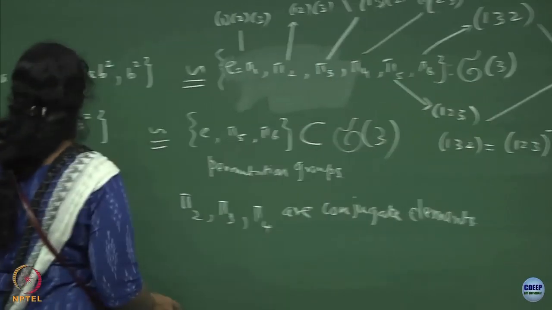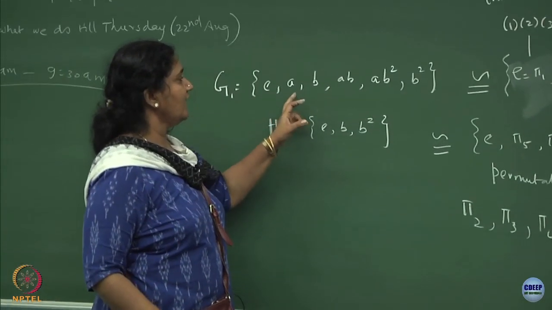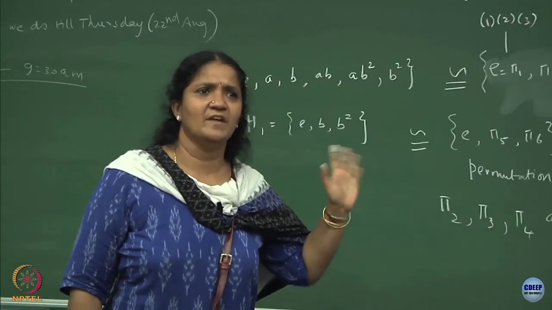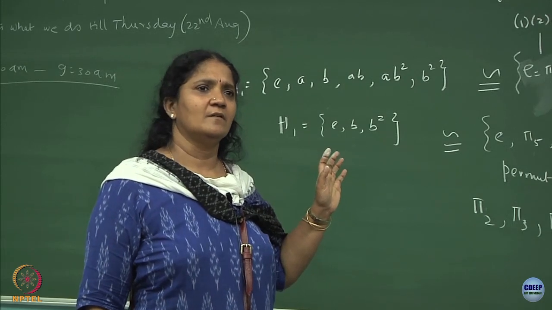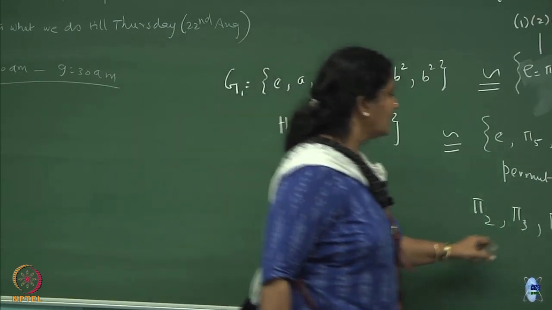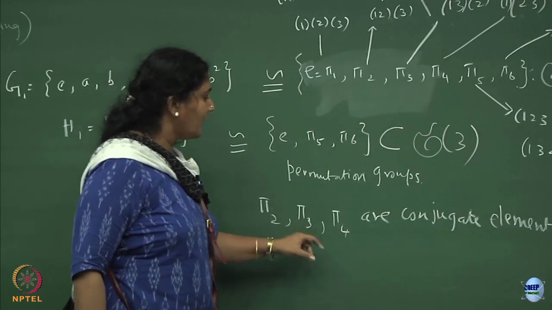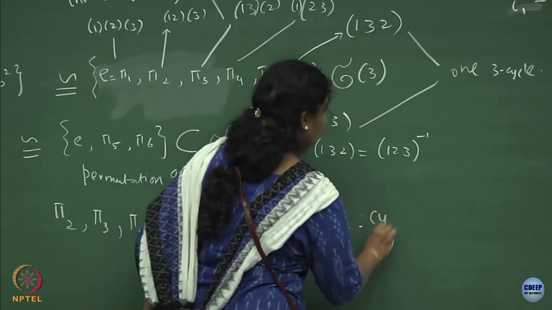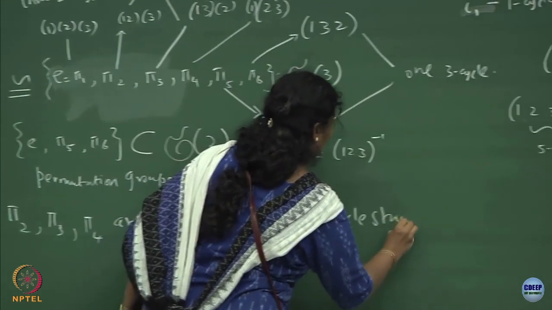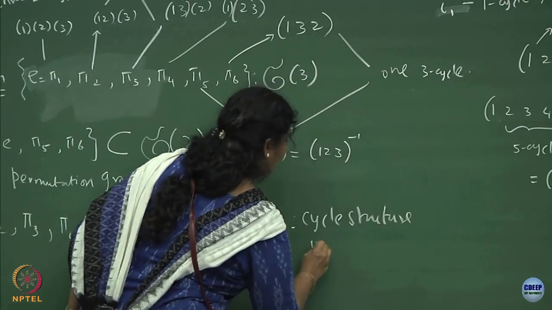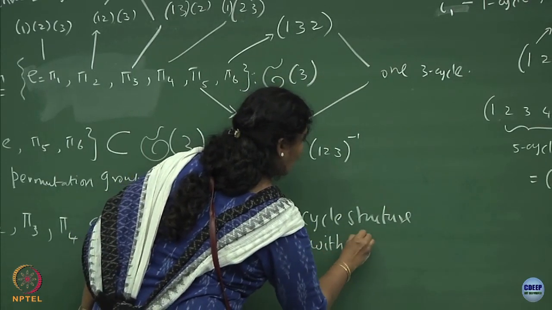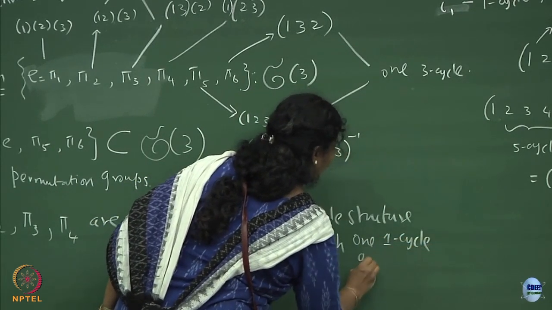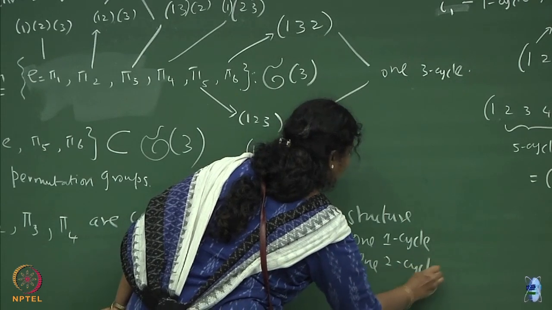This is same as showing that A, A B, A B squared were conjugate to each other. Have you checked this? We have checked this many times, right. So, this is interestingly pi 2, pi 3, pi 4 have a cycle structure with 1, 1 cycle and 1, 2 cycle.